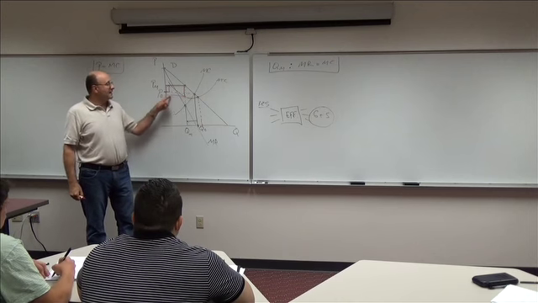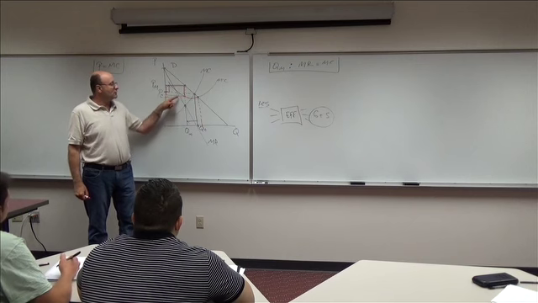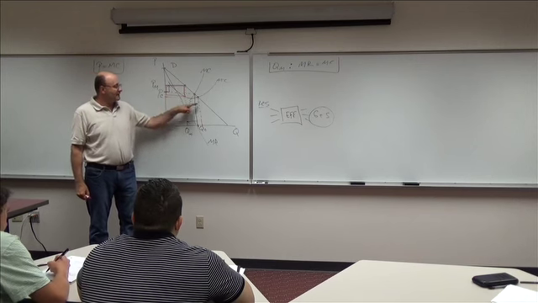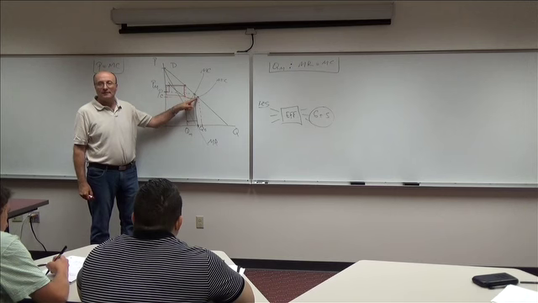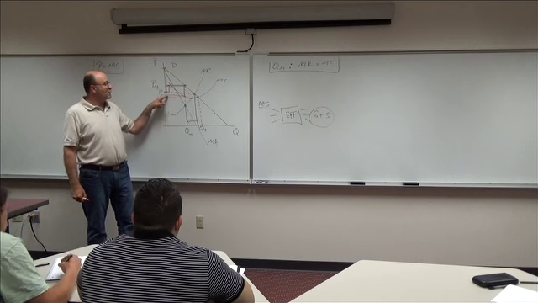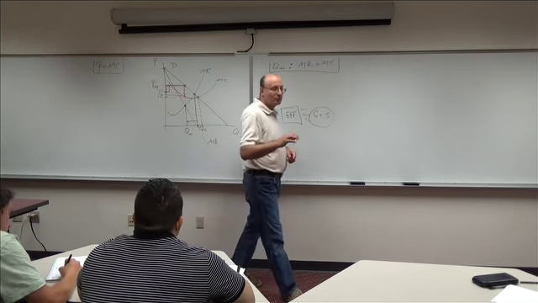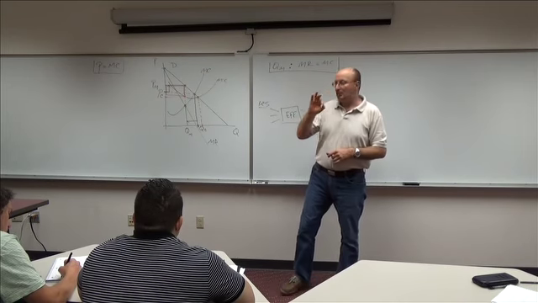At this quantity and at that price, what's the cost? What's the average cost of producing a unit of electricity at this price and this quantity? This is the average cost, and this is the price. So price would just cover average cost, and the profit would be 0.